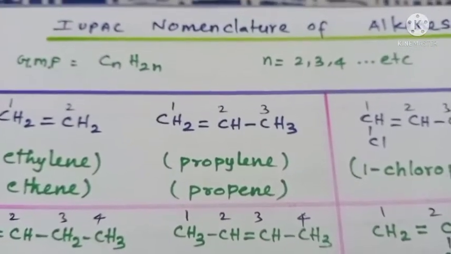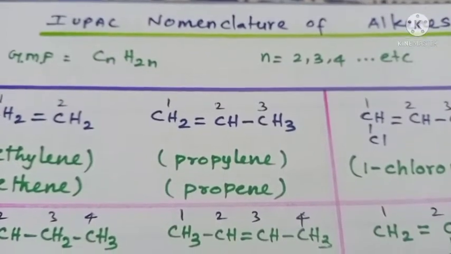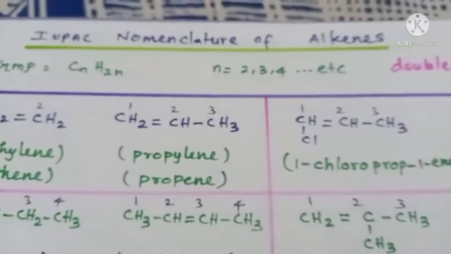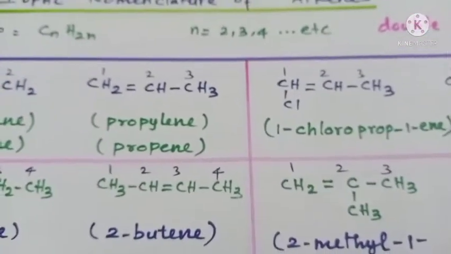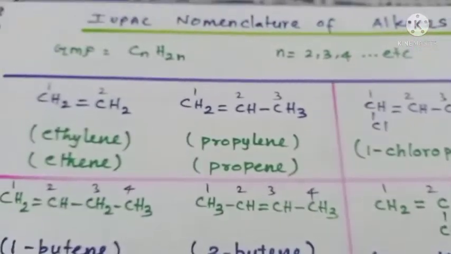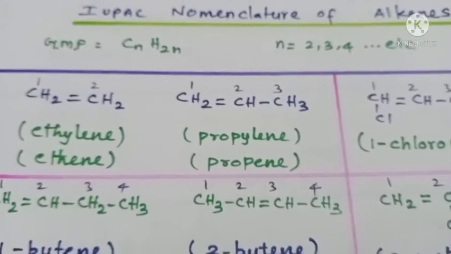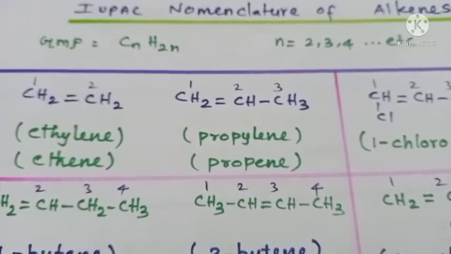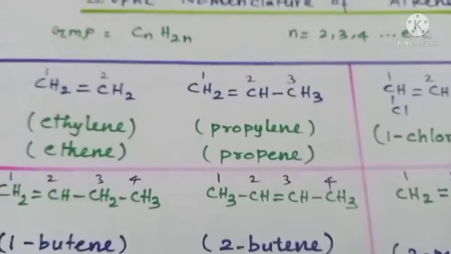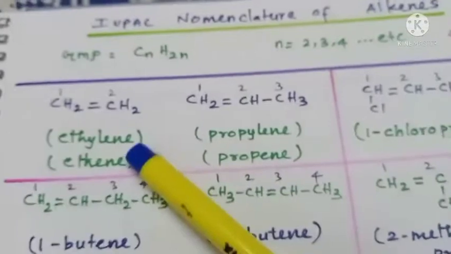In this video I am going to discuss the IUPAC nomenclature of alkenes, the double bond compounds. Alkenes are nothing but unsaturated compounds with a double bond. The general molecular formula of alkene is CnH2n, where n can have the value 2, 3, 4 etc. So let us go for the IUPAC names.